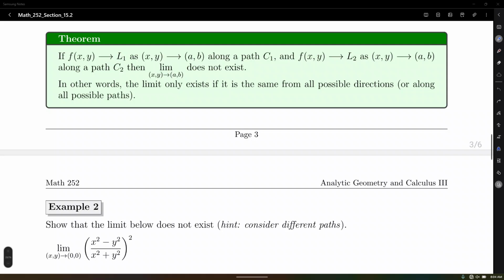Let's suppose f of x, y approaches L1 as x, y approaches a point (a, b) along a path C1. Well, that's going to be something new. You'll see how it works.